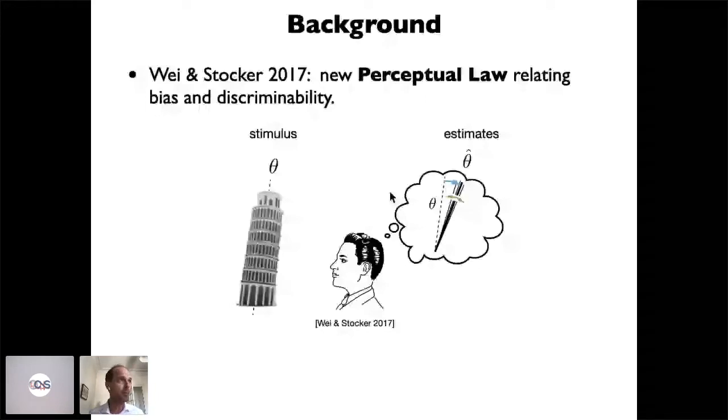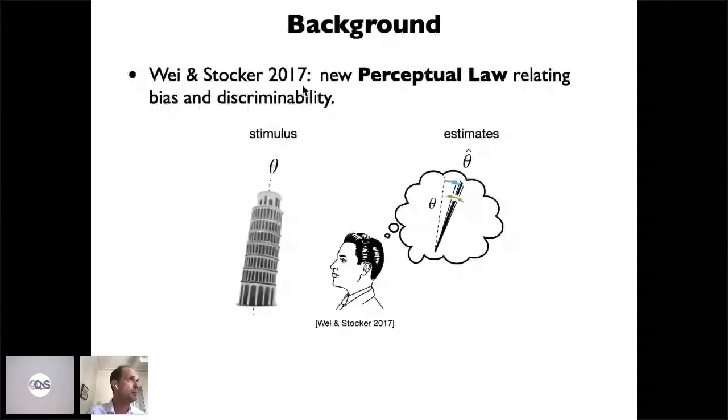Moreover, they proposed a new perceptual law, which I think is quite remarkable, that in 2017 we have new features of perceptual behavior being discovered that were not previously estimated. So let me start by giving you the intuition for what this perceptual law said, and then I'm going to tell you a bit more about how our results build on top of it.